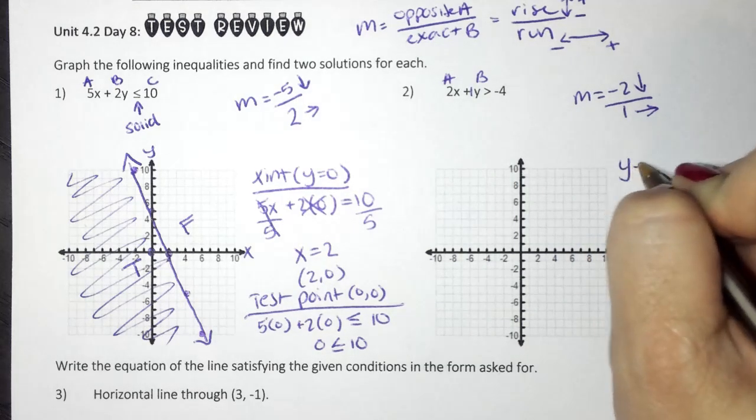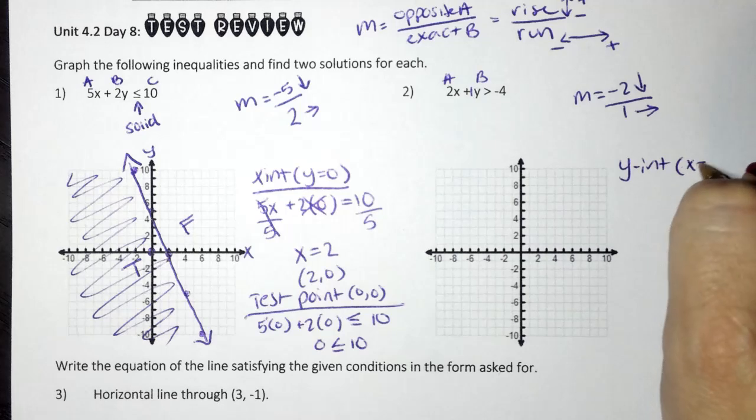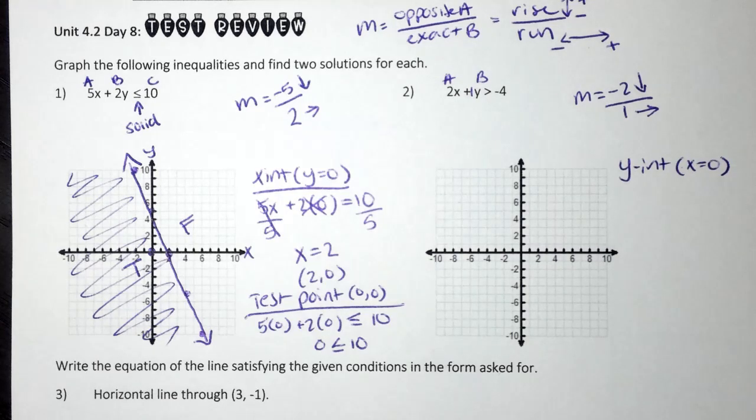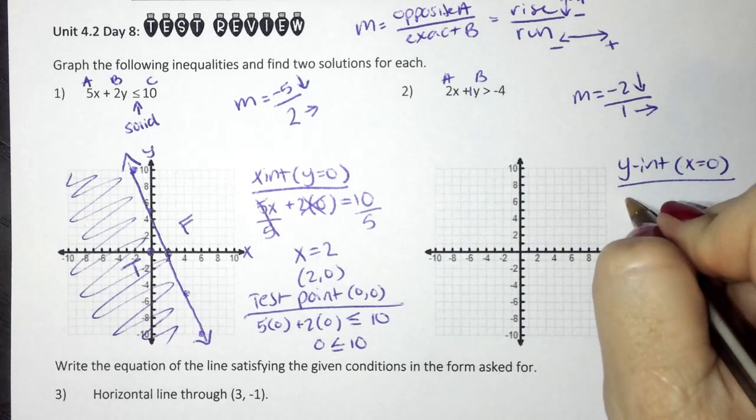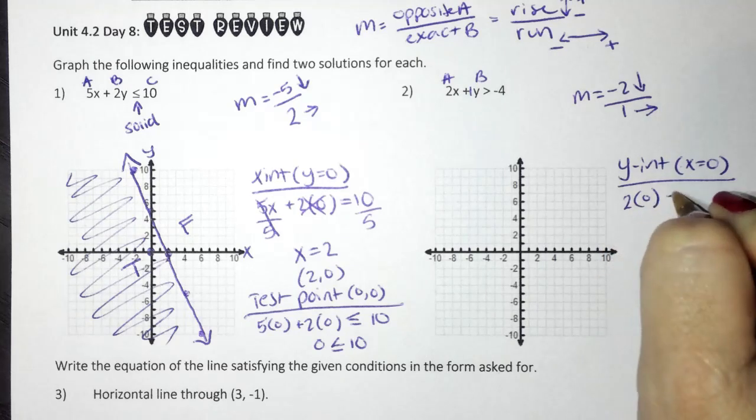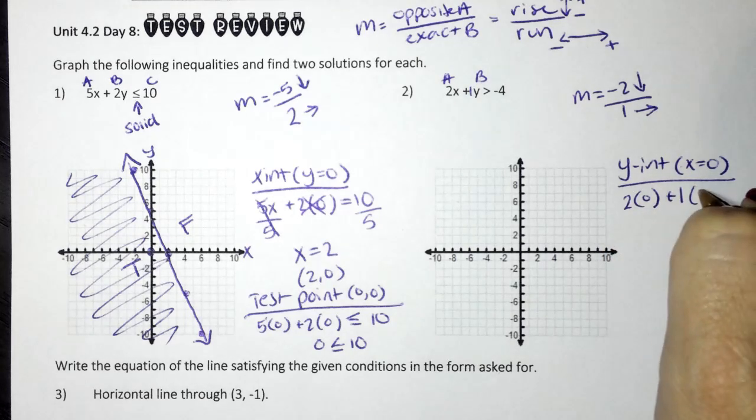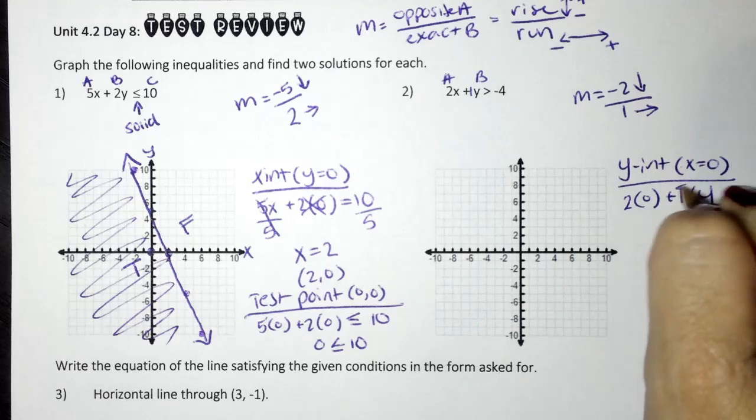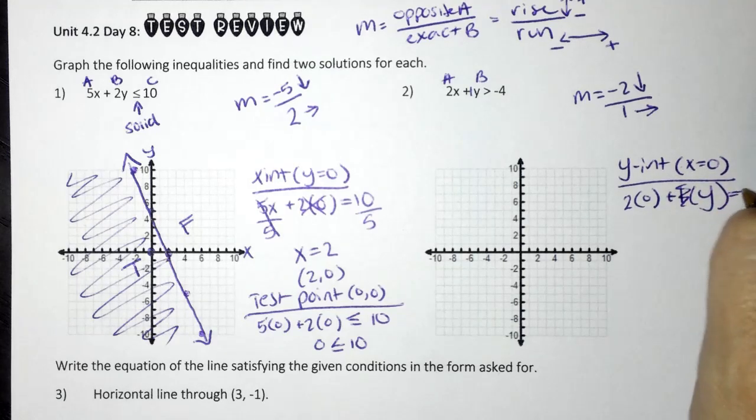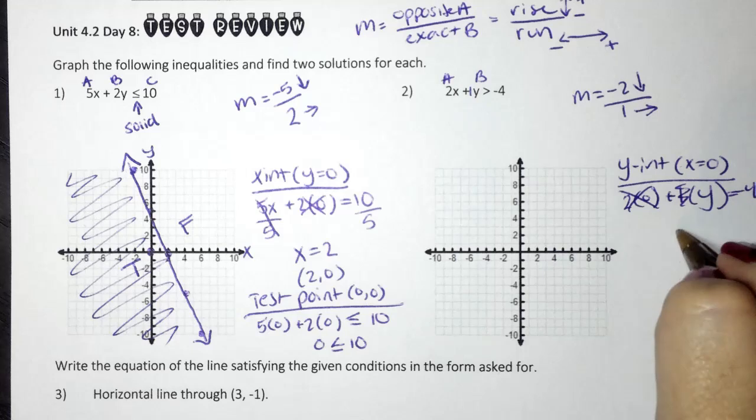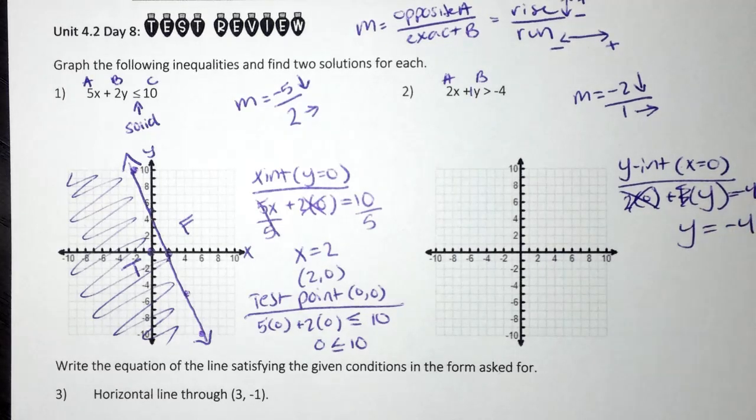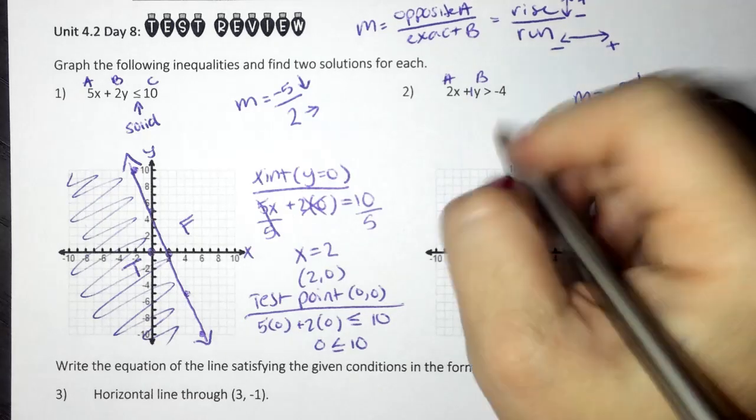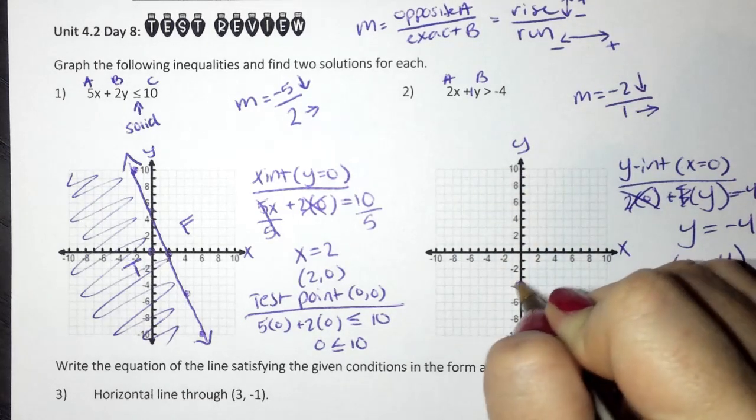This time I'm going to find my y-intercept just to show you all the difference. I could find either one, it doesn't matter. So this time I'm going to plug in x is 0, 2 times 0, plus 1 times y, you don't have to put the 1, equals negative 4. Well, 2 times 0 is 0, and I have y equals negative 4. So I know I have (0, -4) for my y-intercept. So again, I know it's at negative 4.